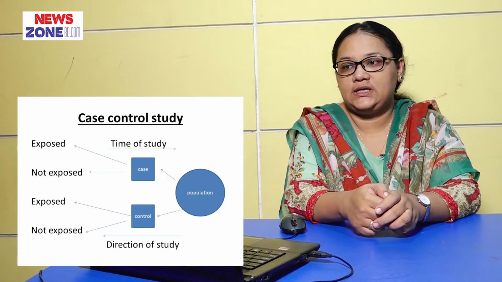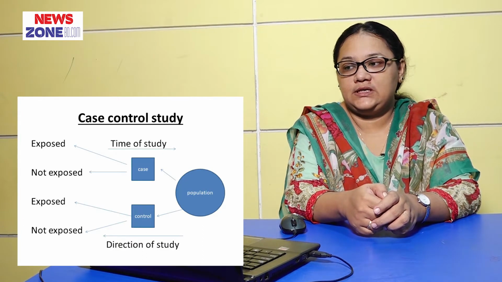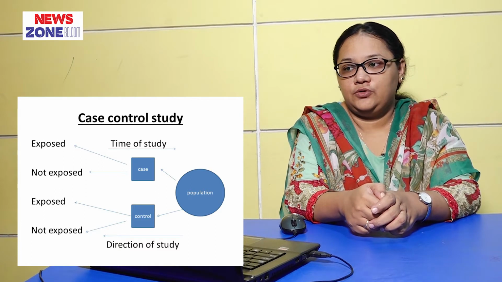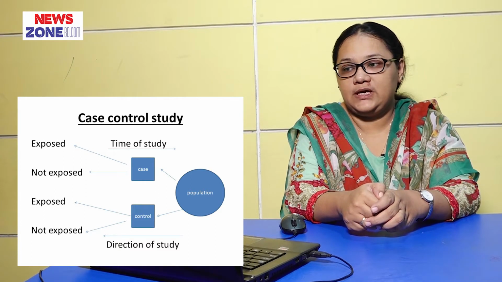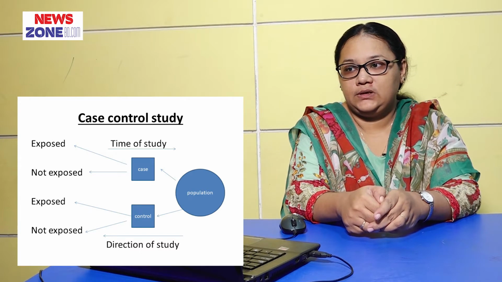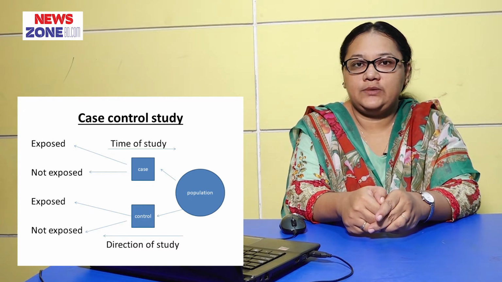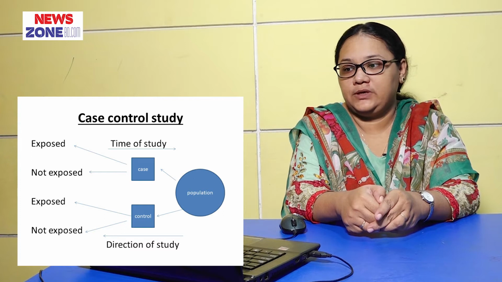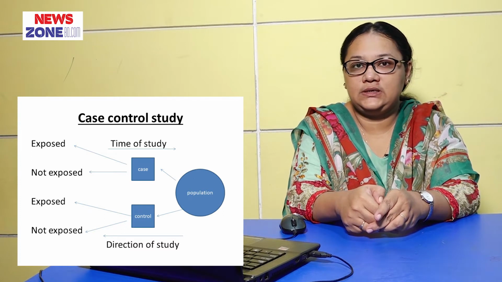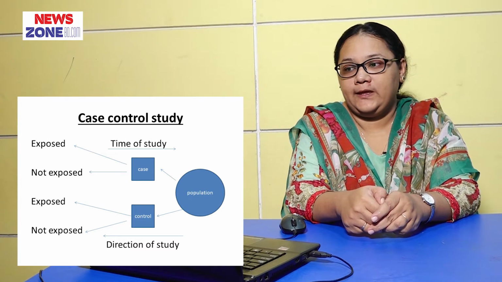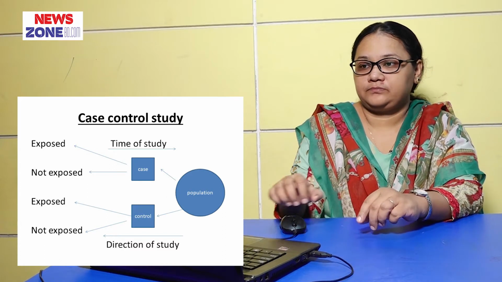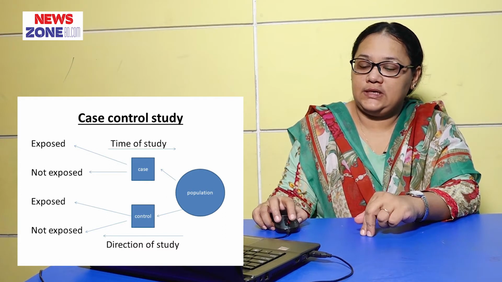In case control study, we first select a population, then we divide into two groups, case and control. In case control study, time of study proceeds forward but its direction of study is backward.